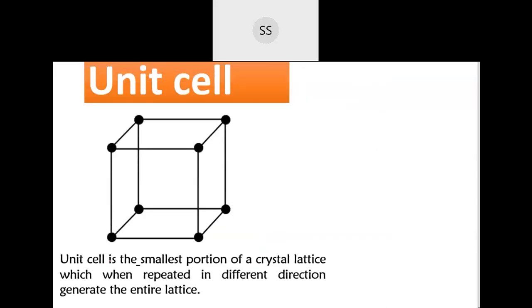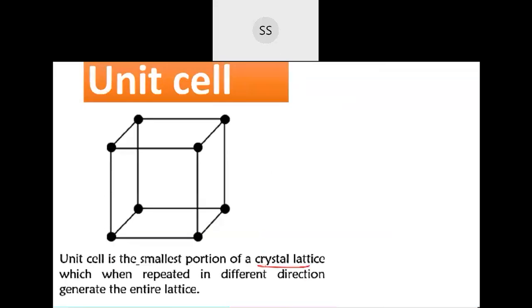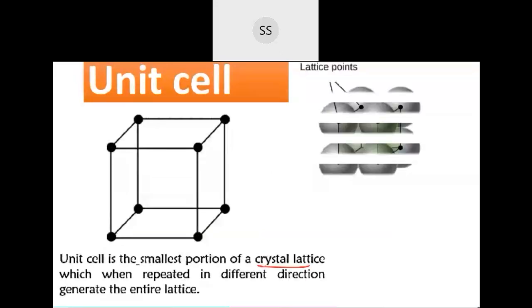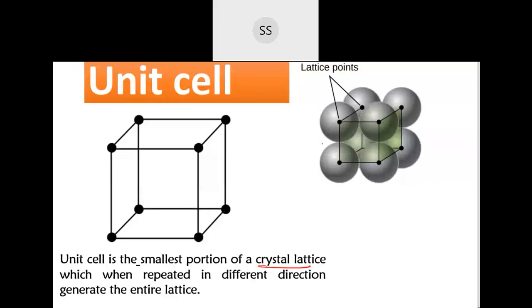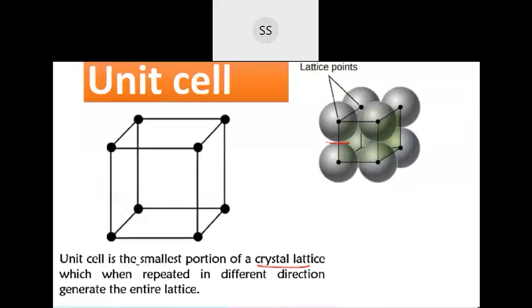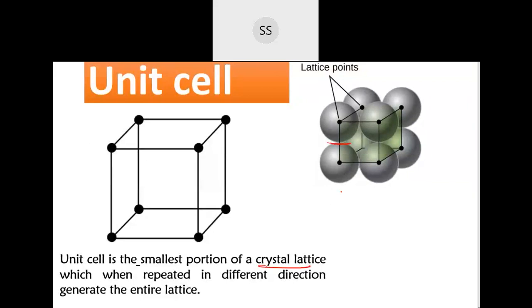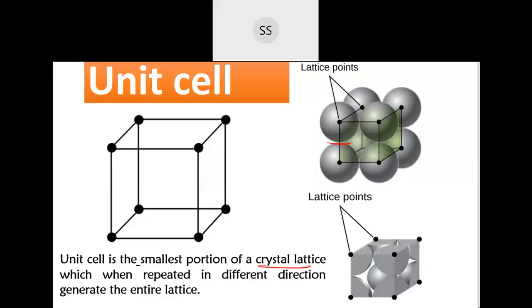So it is the smallest portion of the crystal lattice, which when repeated in different directions will generate the entire lattice. See here, this is one way of representing it, because virtually you have atoms arranged one after the other. If you take that small pattern which is getting repeated, that small pattern is the unit cell. These are different ways of representing the unit cell. Three pictures I have put, but it's one and the same thing, just different ways of seeing the unit cell.